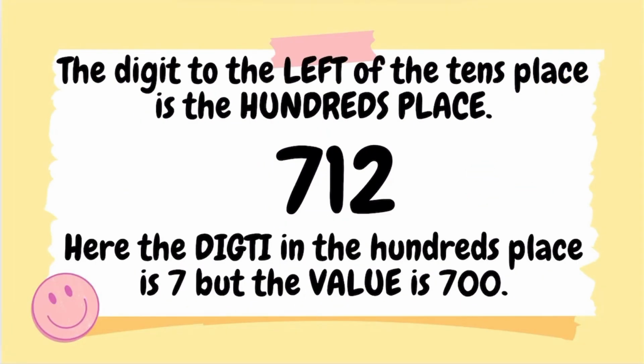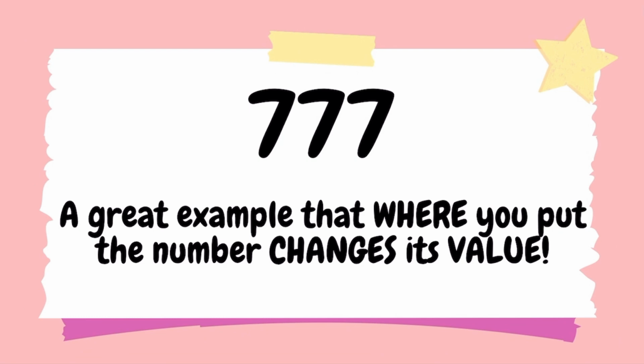The digit to the left of the tens place is called the hundreds place. Here, the digit in the hundreds place is a 7, but its value is 700. The value changed because it was placed in the hundreds place. Here's a great example of the fact that where you put the digit changes its value. So here I have the digit 7. Here I have the digit 7. And here I have the digit 7.